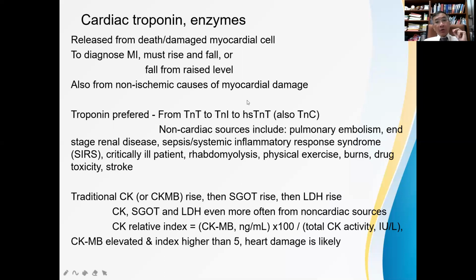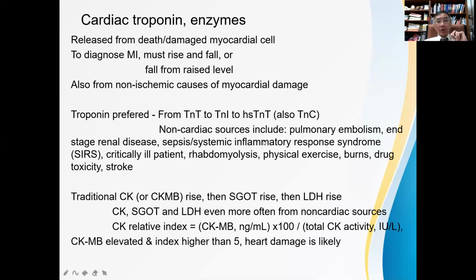There are other non-ischemic causes of myocardial damage that can give rise to elevation of cardiac enzymes. Elevation of cardiac enzymes shows damage to the heart cell, and while most often it is due to coronary artery disease, there are also other conditions that can cause it. The preferred cardiac enzyme to use now is the troponin, and there are three different types: troponin T, troponin I, and troponin C. And now we have progressed to the high sensitivity troponin T level.